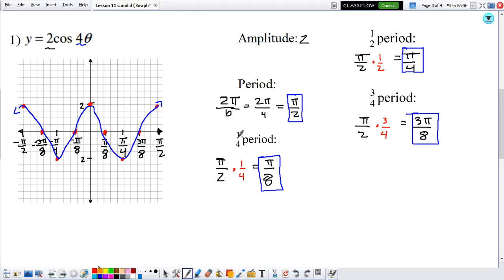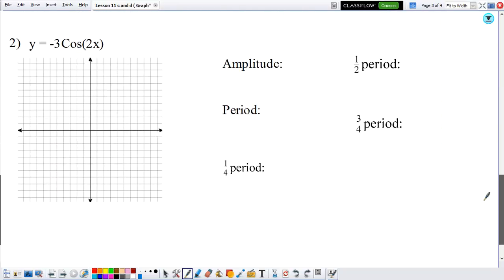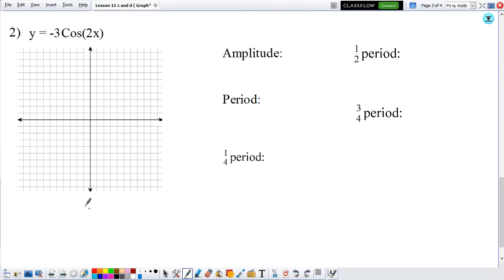So there it is. That's how we graph a cosine function. It's still the same idea here, but we don't start at 0, we start at the maximum. Let's show you one more example now. Again, if you want to graph sine or cosine, you need to know those 5 points. So let's find them.